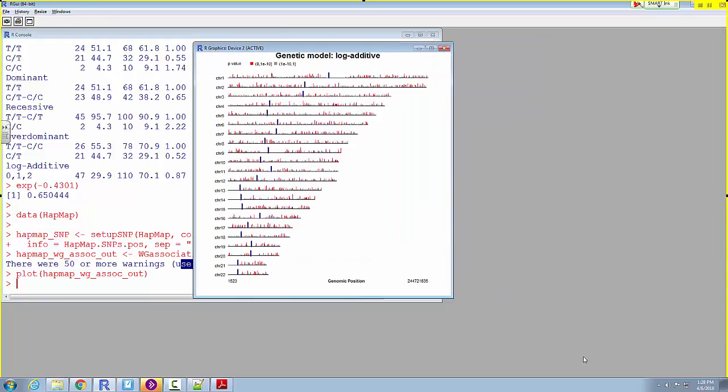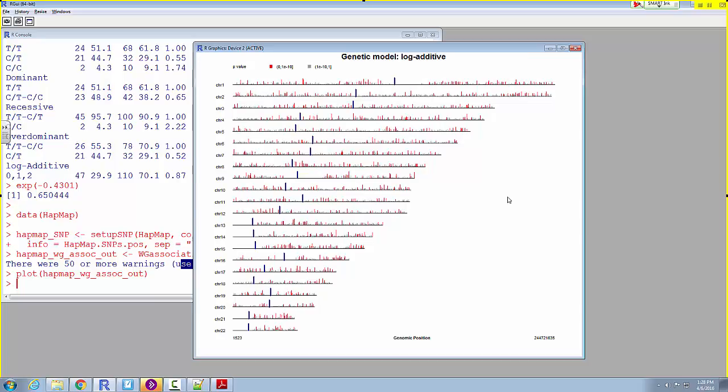You won't get this when you run this on the toy data. You only get this when you do a whole genome analysis where you have your data organized in chromosomes, multiple chromosomes. So these are 22 chromosomes for humans. And if we were to look at, for example, chromosome 1, the little bars rising up are indicators of the p-values.